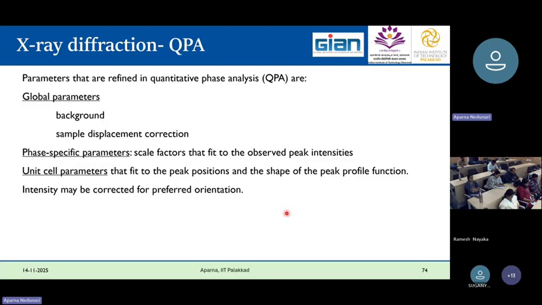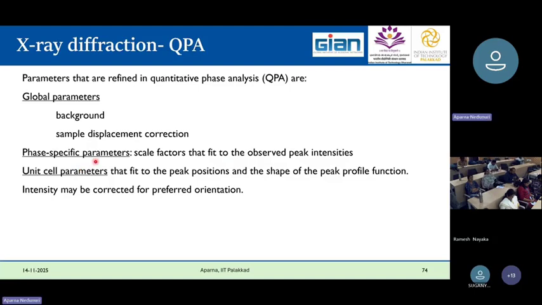So the parameters which are refined in the quantitative phase analysis are either global parameters or phase-specific parameters. Global parameters, we have background and the sample displacement correction. Sample displacement correction we have seen earlier, either regarding the zero position error or the height of the sample. This talks about the height of the sample. And we also have phase specific parameters.